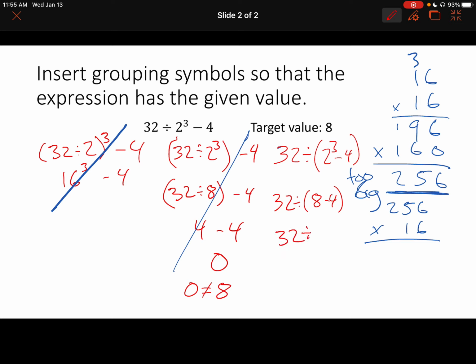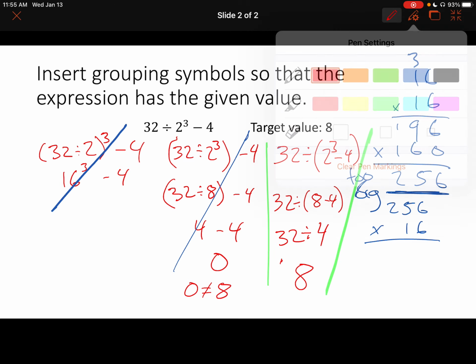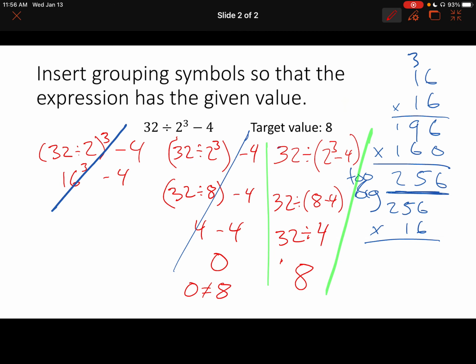So we have 32 divided by (2 to the third minus 4). We've got to go inside the parentheses, and the first thing we're going to do is the power. So we have 32 divided by 2 to the third. We already know that's 8, so we have 8 minus 4 in the parentheses. Stepping that down, we're still working inside the parentheses. We'll do the subtraction now: 8 minus 4 is 4. So we're left with our last step, 32 divided by 4, which is 8. And that is our target value right there. Again, notice the funneling.